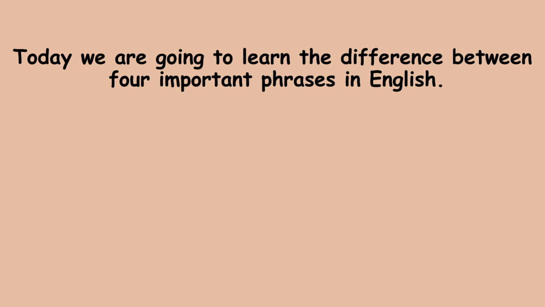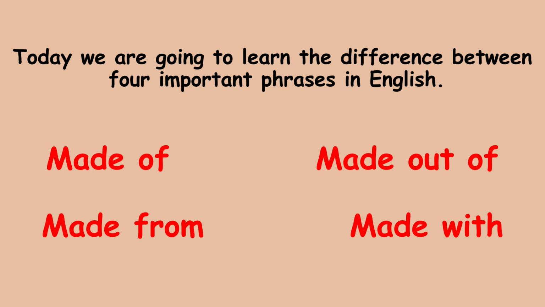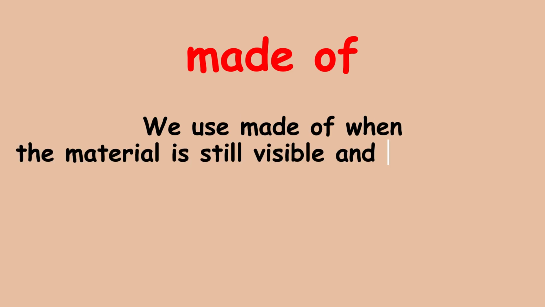Today we are going to learn the difference between four important phrases in English: made of, made from, made out of, and made with. Made of. We use made of when the material is still visible and recognizable.